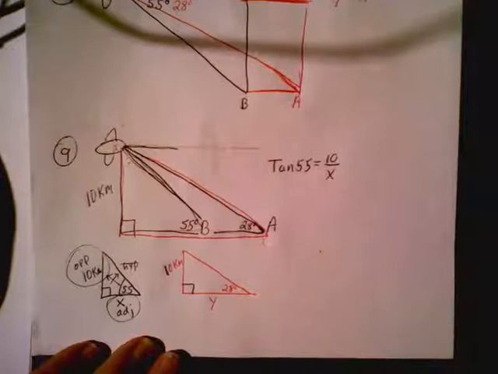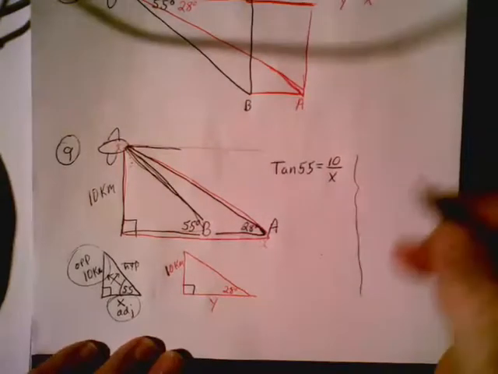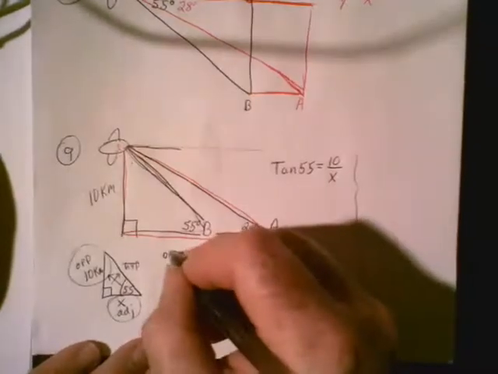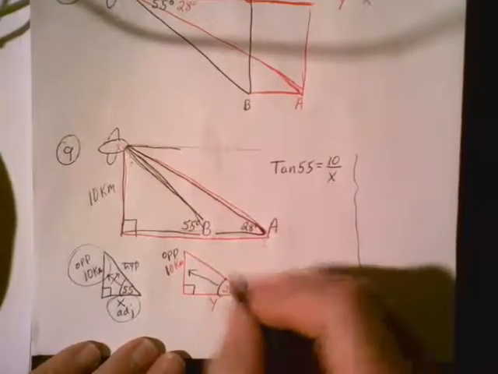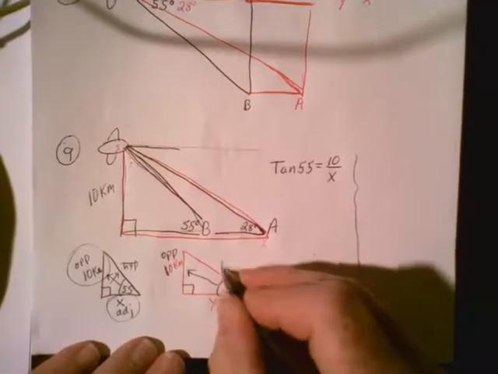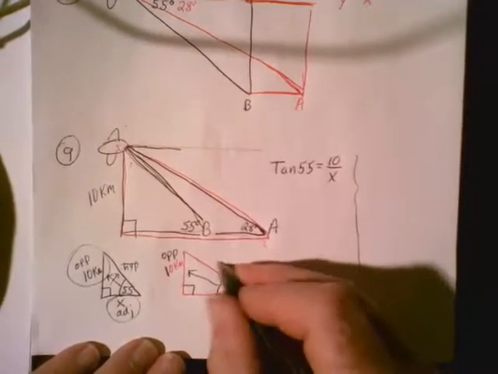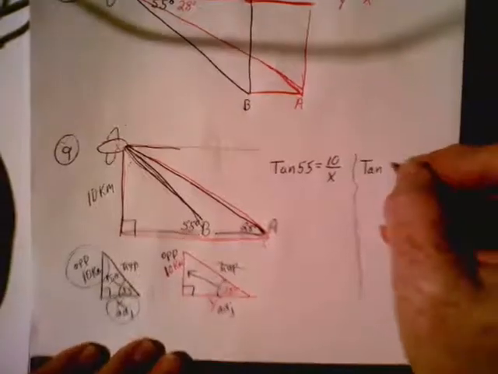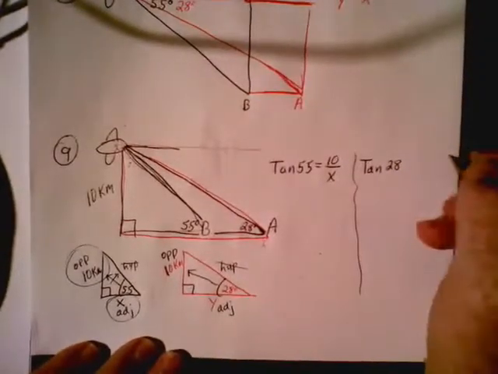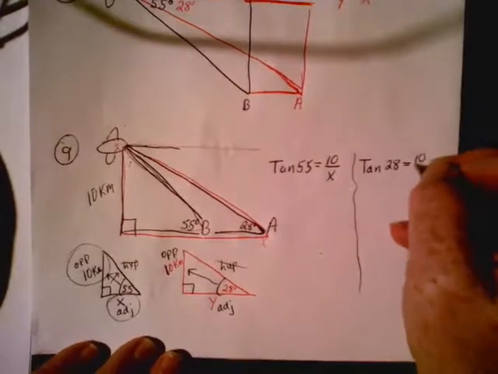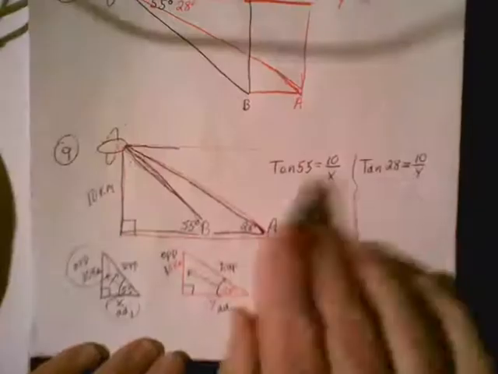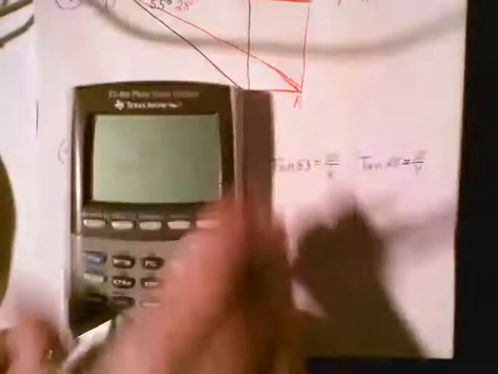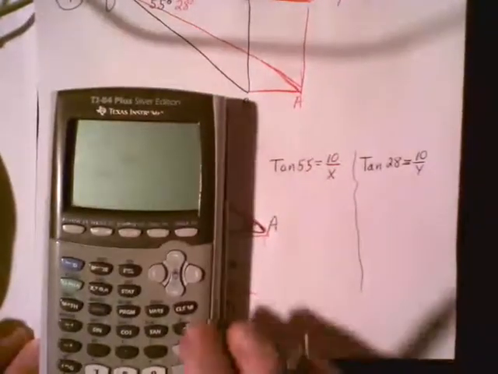Then for the other one, I'm just going to do these both at the same time. That's your opposite leg. This is your adjacent. That's your hypotenuse. We really don't care about the hypotenuse this time. It's going to be the tangent. Instead of a 55 degree angle, it's going to be a 28 degree angle, equals 10 over Y. Notice they're basically the same problem, just changing the angles. So I'm going to do them both at the same time here.